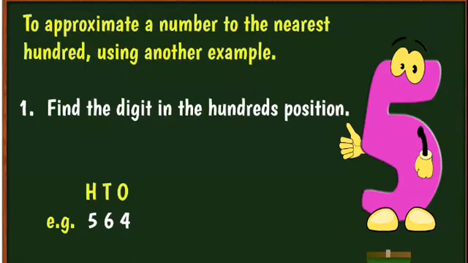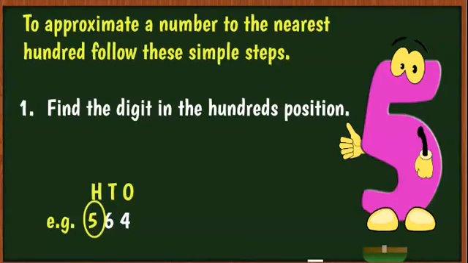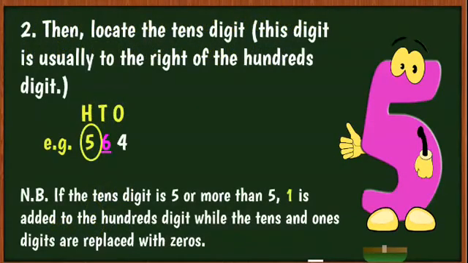Now to approximate a number to the nearest hundred, we are using another example. This time we have 564. So we go with our steps again. Find the digit in the hundreds position. So 5 again. Step 2. Locate the tens digit. Again, this digit is usually to the right of the hundreds digit.